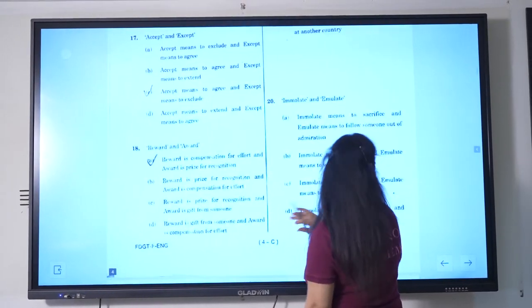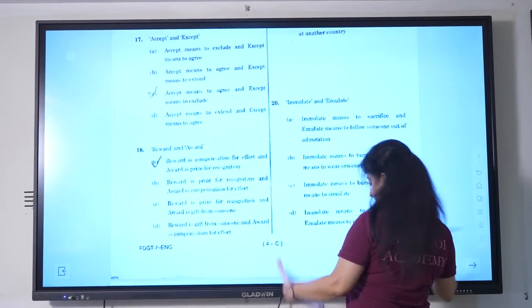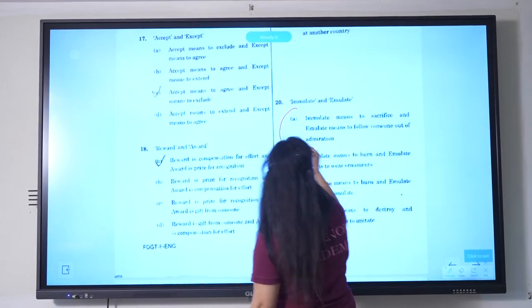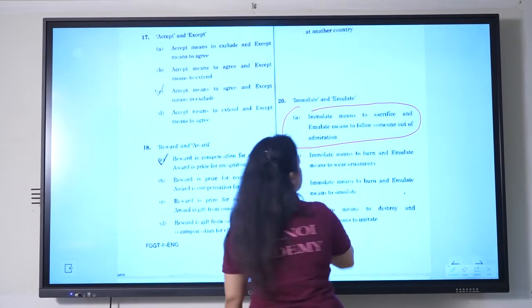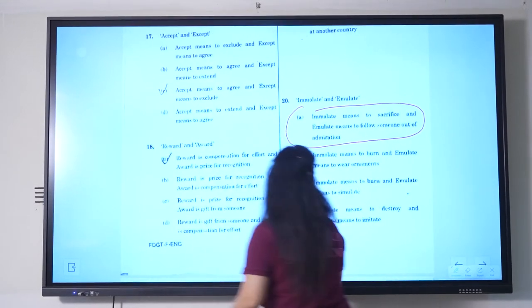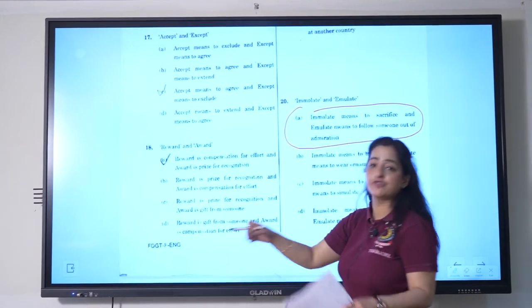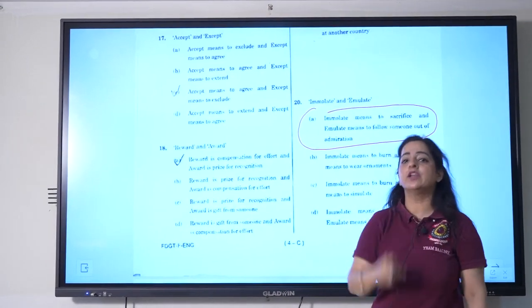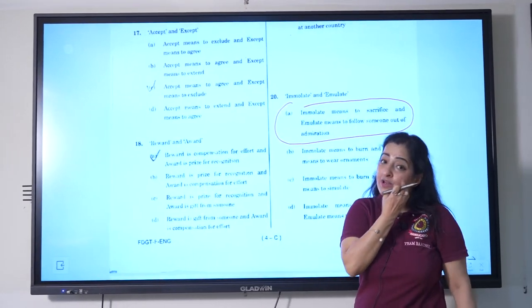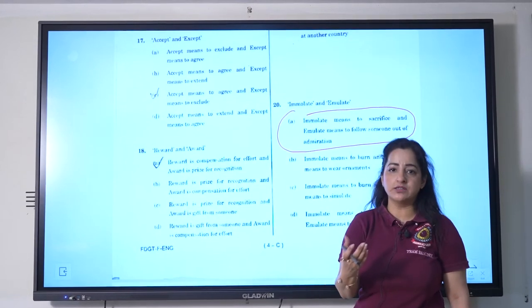Immolate and emulate. The answer is alpha. Immolate means to sacrifice and emulate means to follow someone out of admiration. Emulate is a very positive word. You can emulate your teachers, your role models.